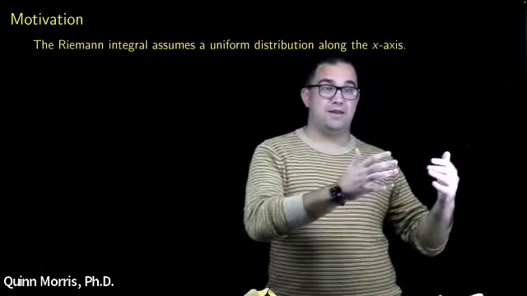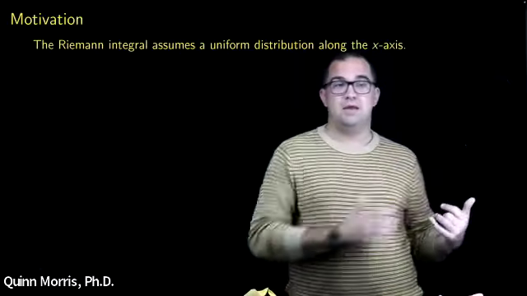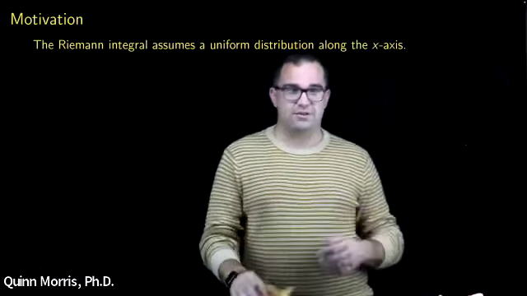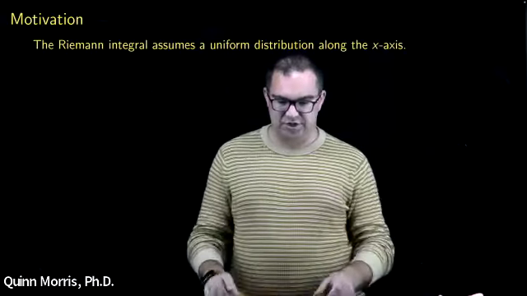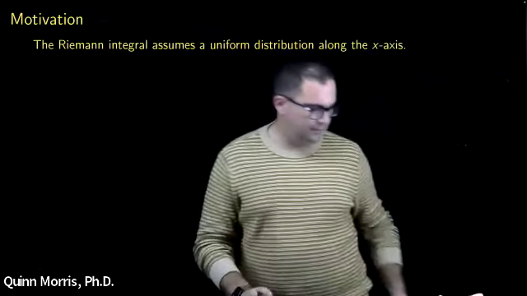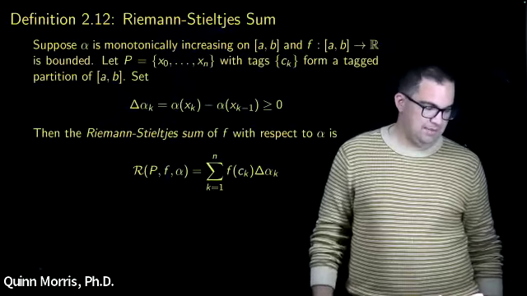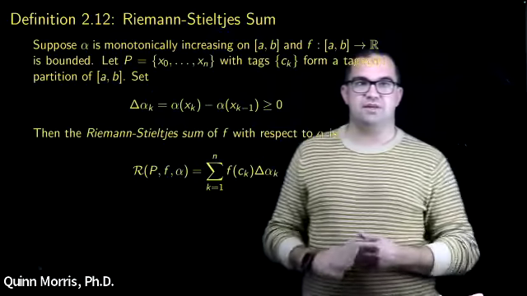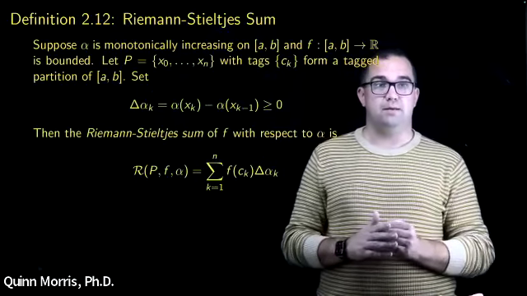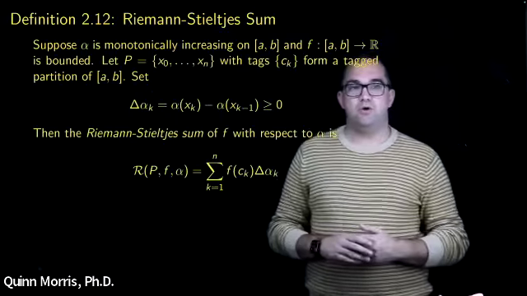And then finally, instead of a Riemann integral, we're going to have a Riemann-Stieltjes integral. And it's actually going to turn out that our definitions are only going to change in one very small way. So to see how that's going to happen, let's start with our first definition, the definition of the Riemann-Stieltjes sum. So suppose alpha.